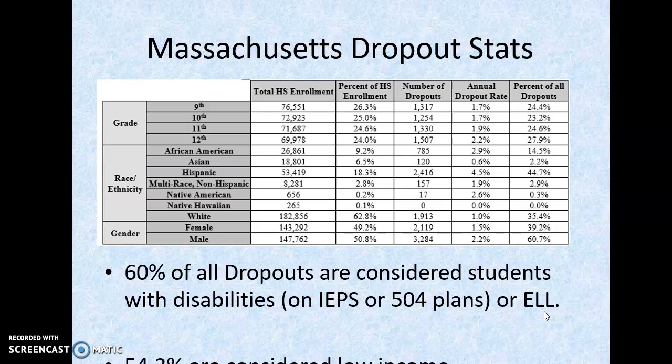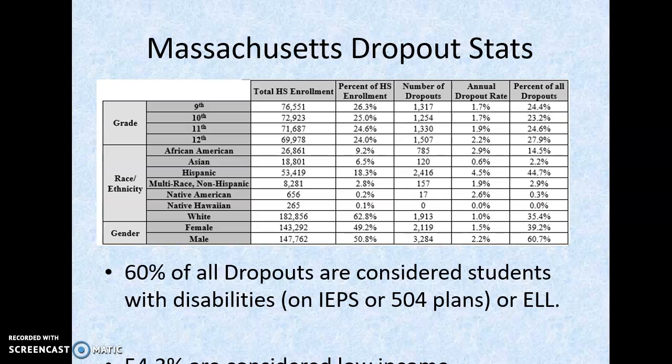A lot of students too are considered students with disabilities who have IEPs or 504s. A lot of them are ELL, touching back to different populations. And like we said, a lot of them are considered low income. It doesn't mean that kids from wealthy school districts or kids that are wealthy don't drop out. Obviously, that is something that happens. It's life. But a large percentage of the population is male and low income.